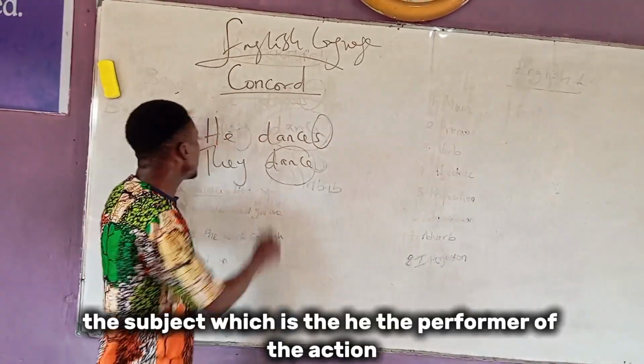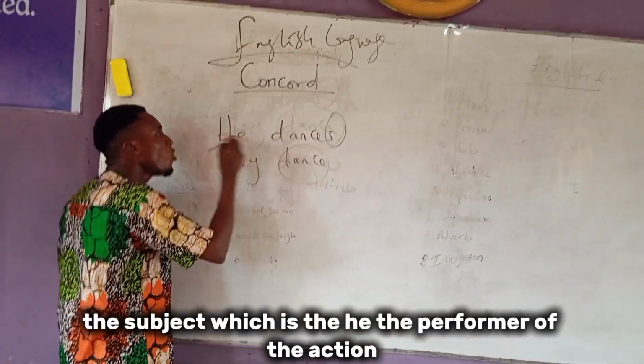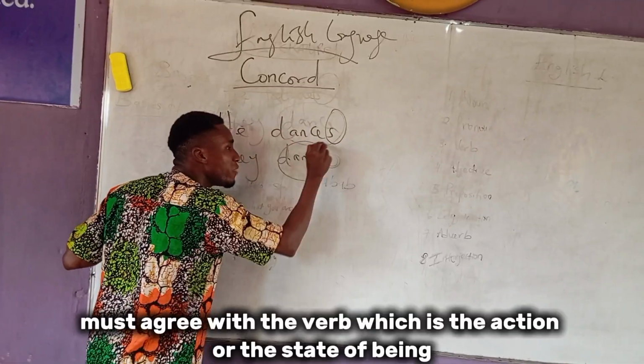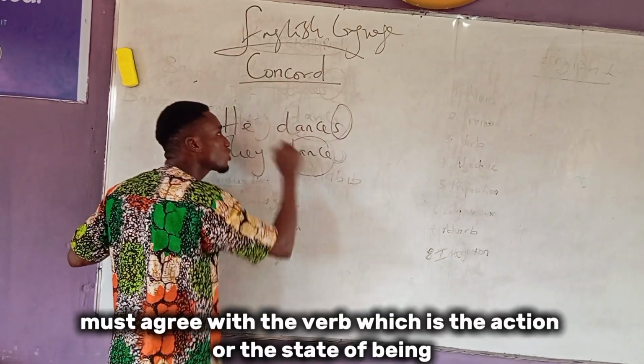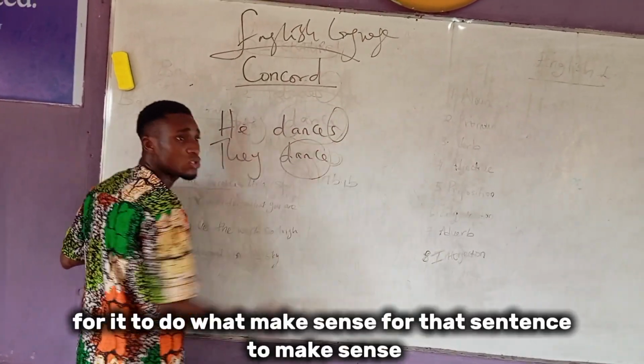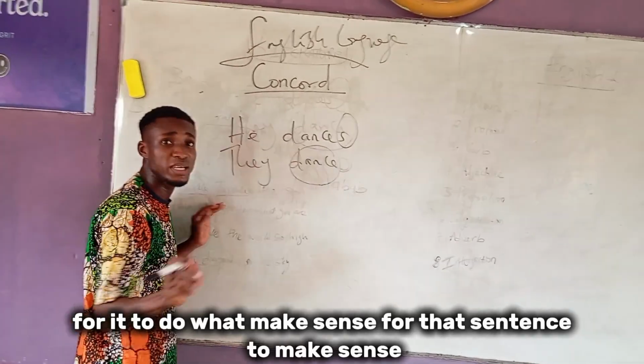The subject, which is the performer of the action, must agree with the verb, which is the action or the state of being, for it to do what? Make sense, for that sentence to make sense.